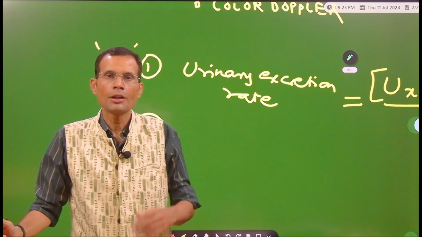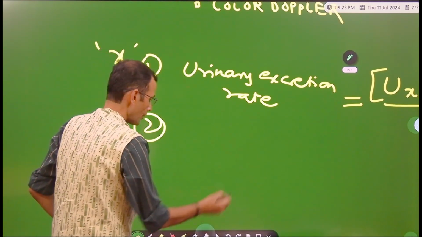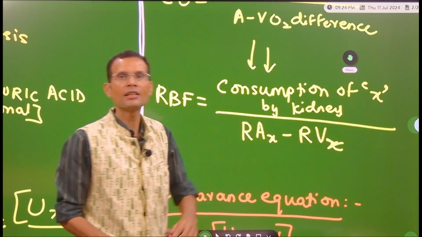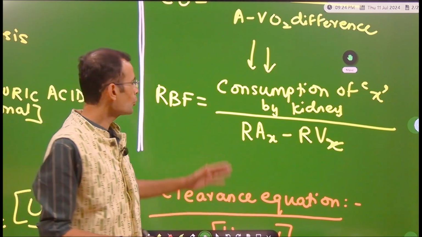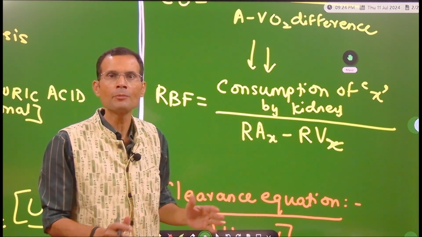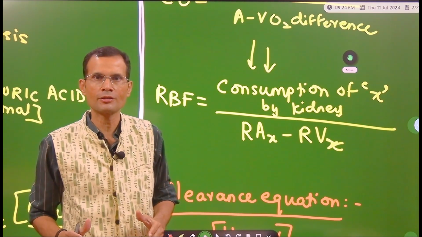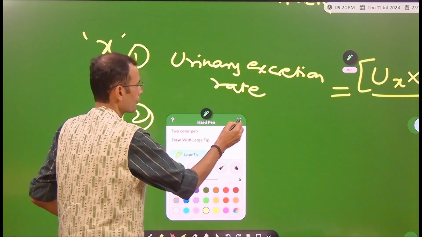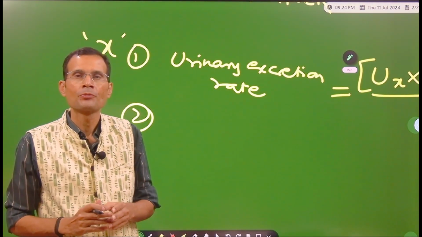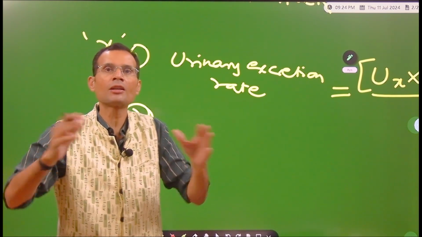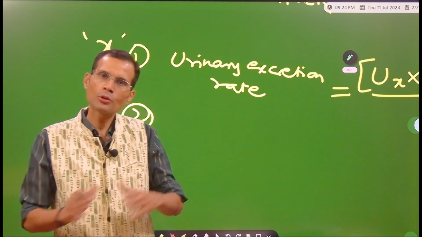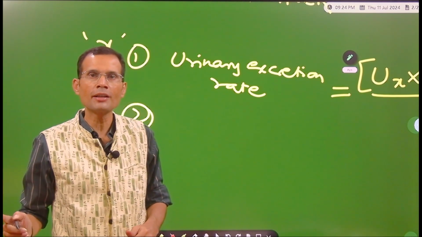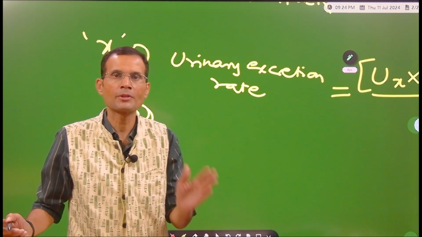Second, if this substance X, look, denominator is renal artery concentration of X and renal venous concentration of X. We don't want to go to renal artery, we don't want to go to renal vein to collect the samples and measure the concentrations. Instead, the second criteria: if this substance X is not handled by any other organ except kidney, only kidney handles this substance and excretes it into the urine, no other organ in the body handles the substance X.